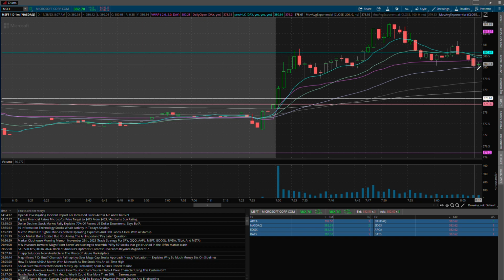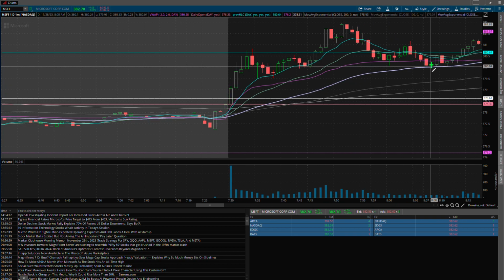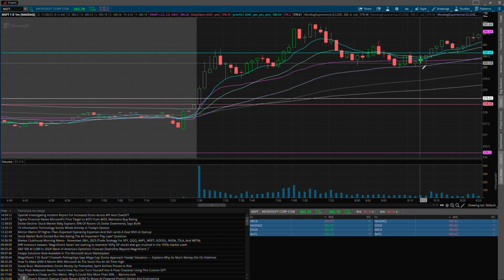my conclusion was that this had a further downside, and I attempted to purchase a put on it. Okay, and then I bought the put. Then what I've noticed is that it started to move up.